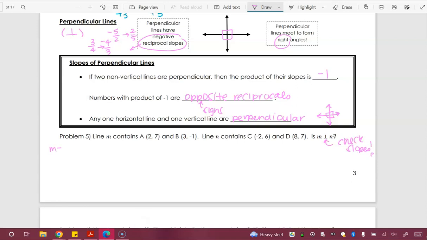Again, we're going to use our equation. And we'll label our points. X1 and Y1, X2 and Y2. So then I've got -1 minus 7 over 3 minus 2. -1 minus 7 is -8. 3 minus 2 is 1. My slope is -8 for line M.